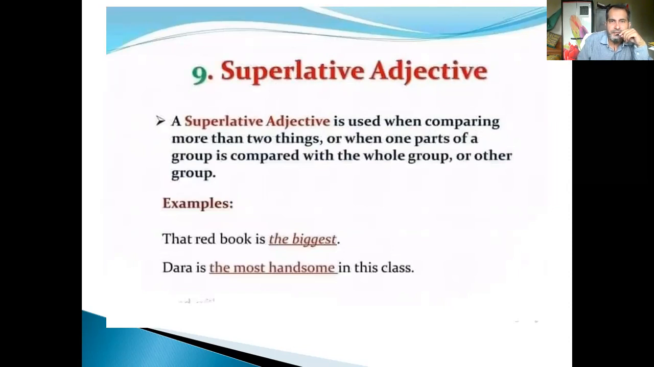Now, the superlative adjectives. In the earlier examples, it was about comparative adjectives. Now, this is about superlative adjectives. A superlative adjective is used when comparing more than two things. So comparative adjectives are a comparison between two things, but a superlative adjective is a comparison between more than two things, where one part of a group is compared with the whole group. For example, if I say Kamal is the best student of the class, here Kamal is compared with all other students, and it says that Kamal is the best.